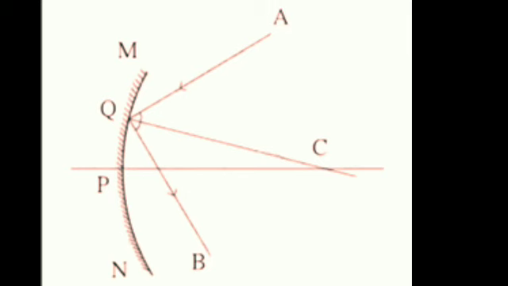According to the laws of reflection, angle of incidence and angle of reflection are of the same measure. Thus, while drawing the reflected ray QB, angle CQB must be equal to the angle AQC. That means the angle of reflection is equal to the angle of incidence.